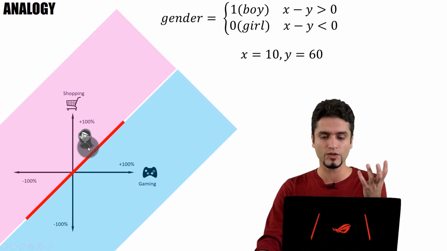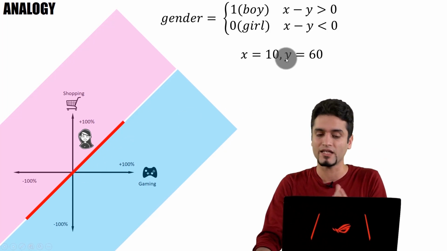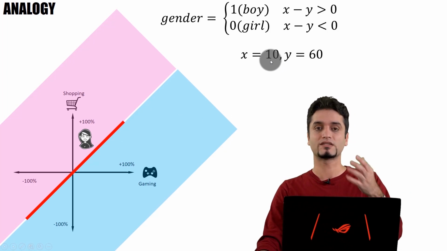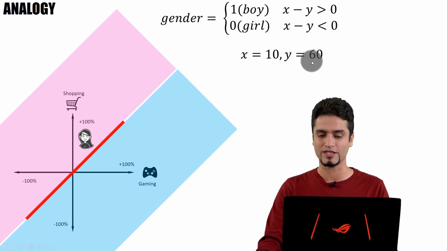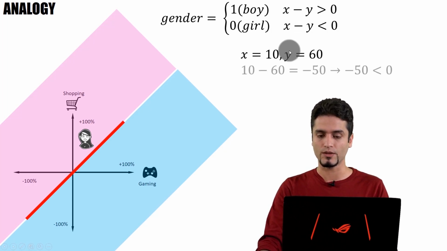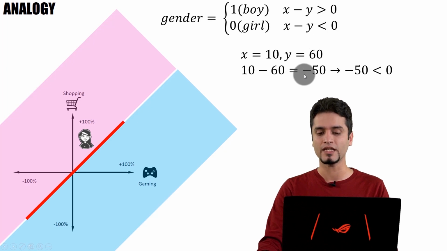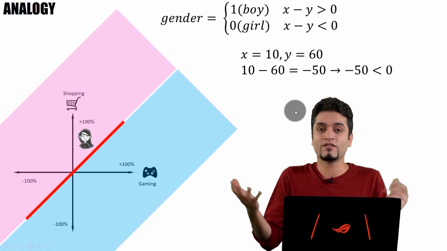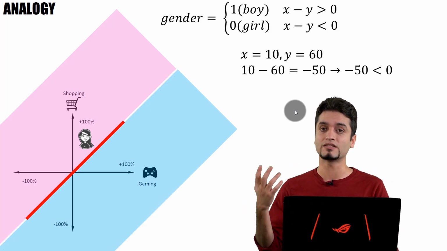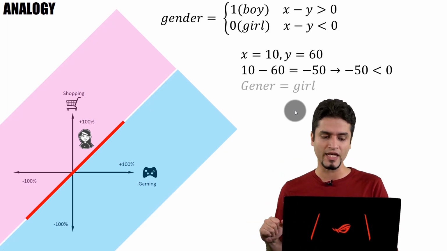Here's an example. So let's say this girl is one of those girls who is interested in gaming a little bit. So gaming interest is 10%. And of course, just like any other girl, she enjoys shopping. So y is equal to 60. Now let's put that in the equation up here. 10 minus 60 gives us minus 50, which means it's negative, and definitely the gender is a girl. Let's move on to the next example.